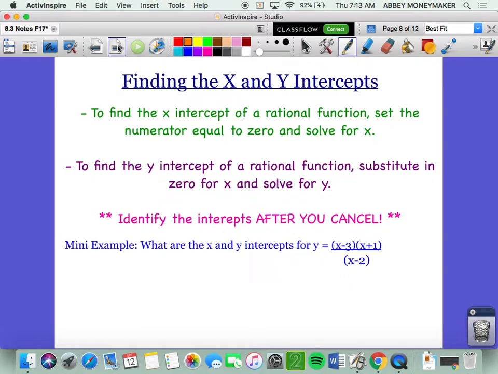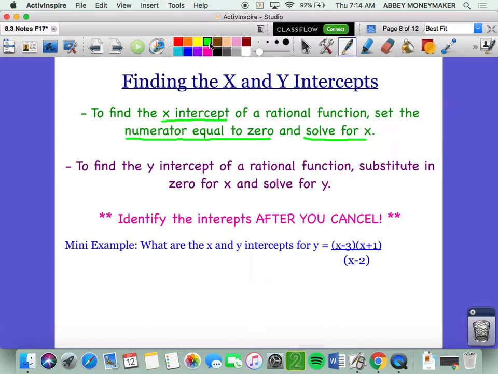So the next thing we need to talk about, once we've identified whether our restriction is a hole versus an asymptote, is how do you find the x and y intercepts. Now, I have hounded you all on making sure that you know how to find the x and y intercept, and those same principles apply here when we're dealing with rational functions. So to find the x-intercept of a rational function, you set the numerator equal to 0 and you solve for x. That's probably the only new piece of information here. To find the x-intercept, you set the numerator equal to 0 and you solve.